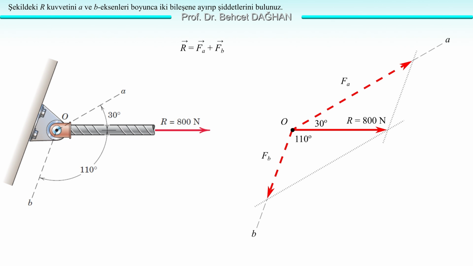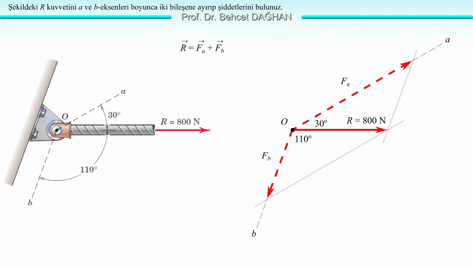Now, when we solved this problem before, we constructed a parallelogram like this. From the end of the 800 Newton resultant, we drew parallels to A and B to create the parallelogram like this. We drew FA and FB. We drew its shape. And we found FA and FB using the law of sine by considering one of the two triangles that form this parallelogram.